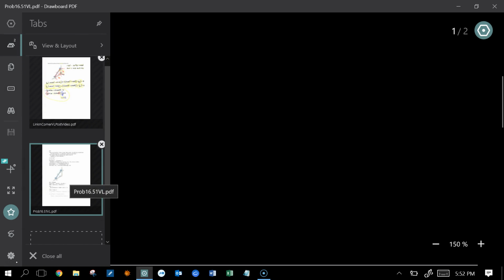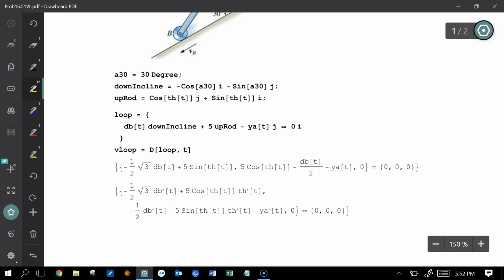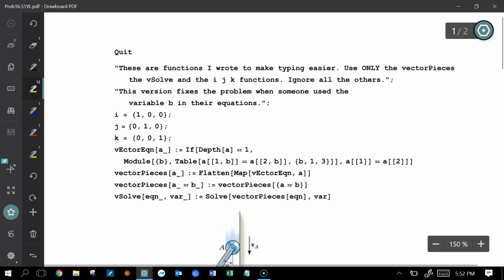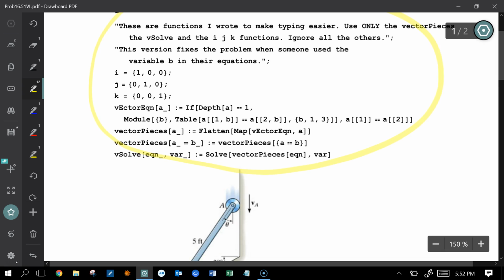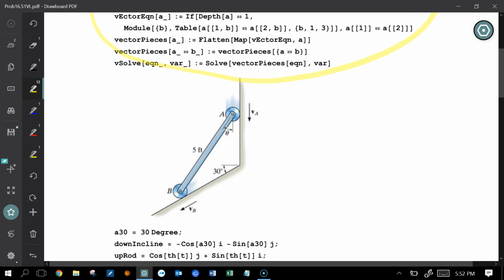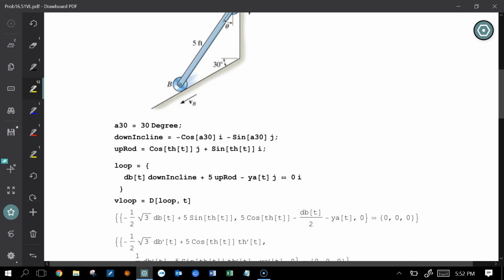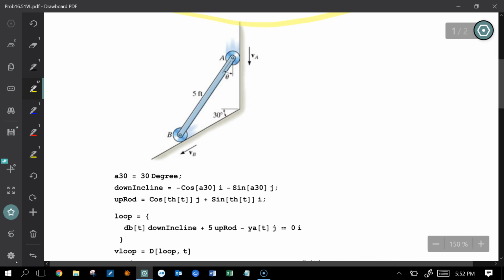So here is a Mathematica file. Again, this stuff here was in that file vector4.nb. So that's already there. Once you bring it in, you have to execute it.